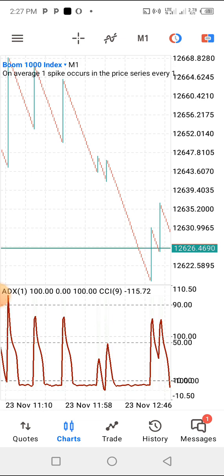So quickly, I'm just going to show you how this strategy works. This strategy works perfectly on Boom 1000 and on Crash 1000. You can use it on any other Boom and Crash pair, but I would strictly advise you to use it on Boom 1000 and Crash 1000.